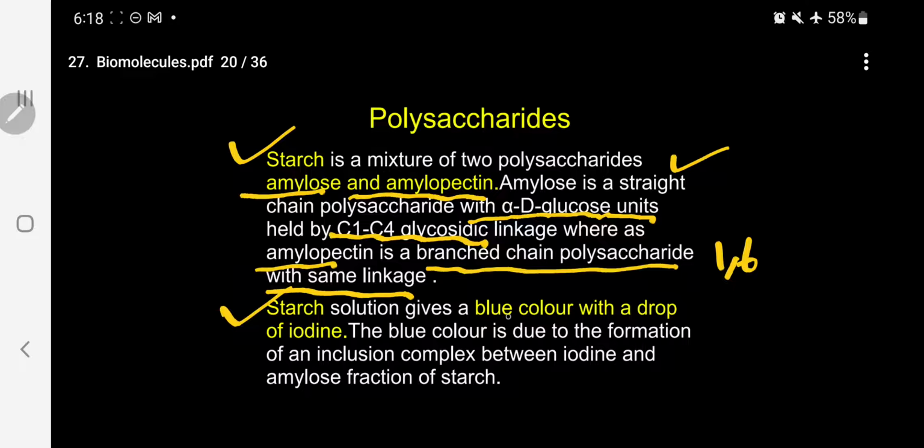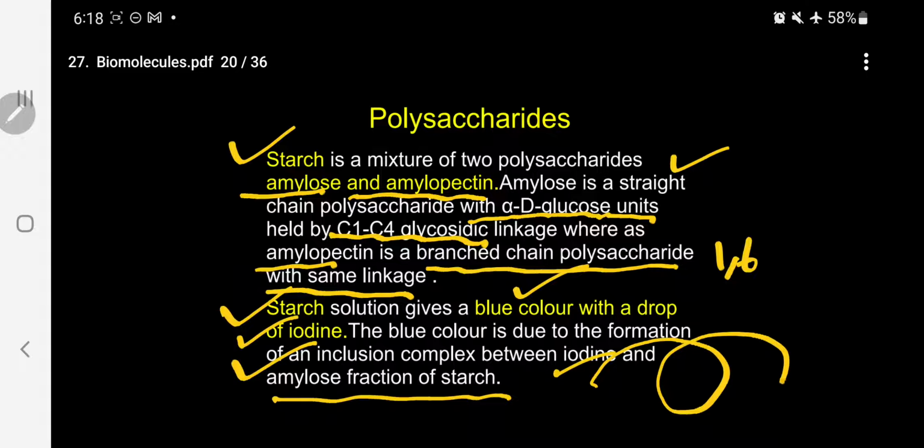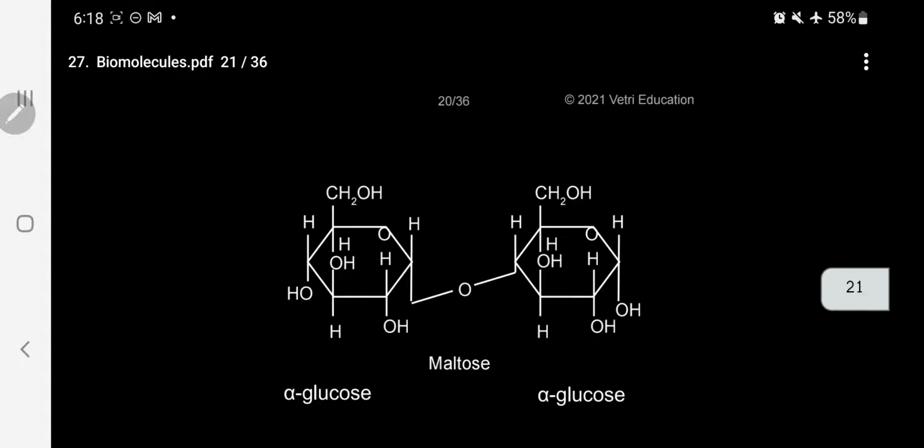Normally, starch solution gives the blue color with a drop of iodine. The blue color is due to the formation of an inclusion complex between iodine and the amylose fraction of starch. Please follow. Amylose fraction of the starch. That means it will be like this. Iodine will occupy in between, so that will give the blue color. This is used for a number of titrations. Whenever starch is used as an indicator, we can use this indicator starch. So now come to the answer.